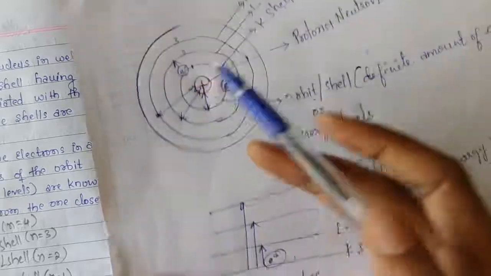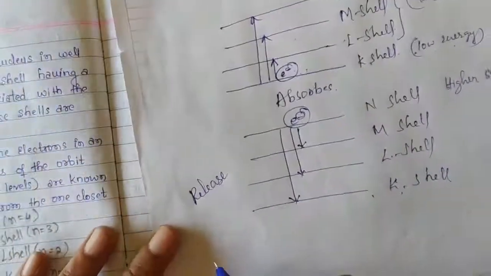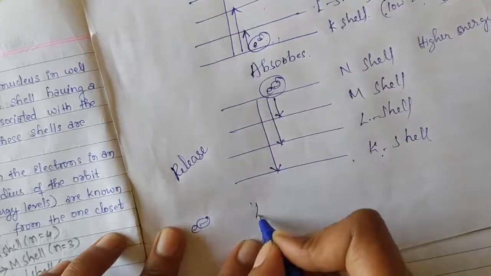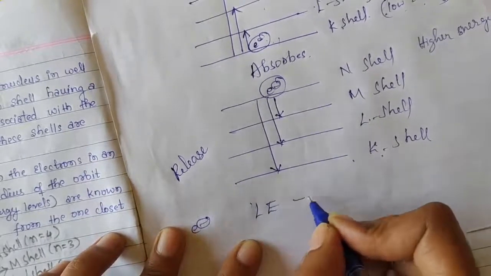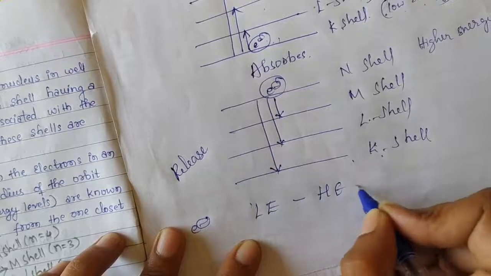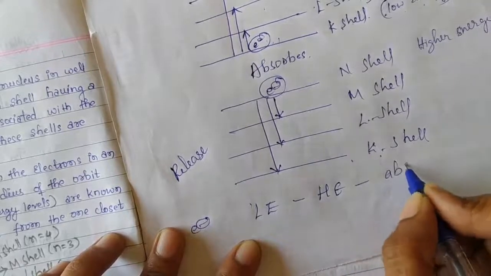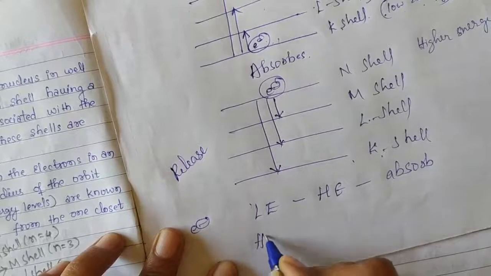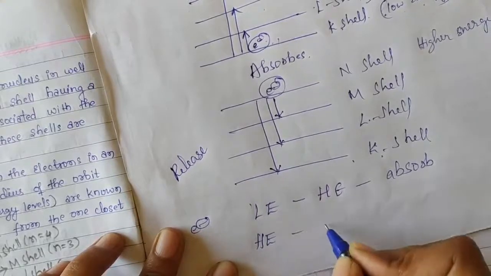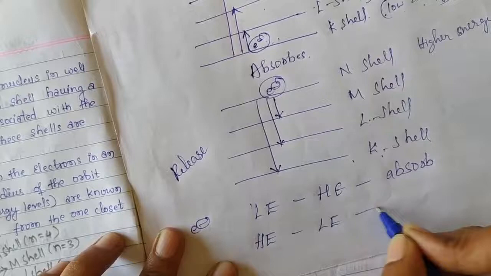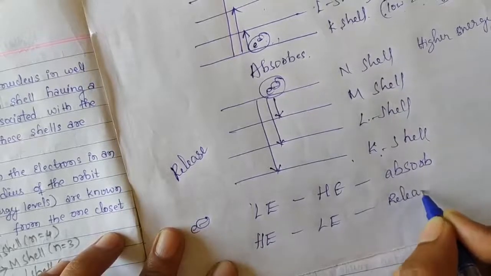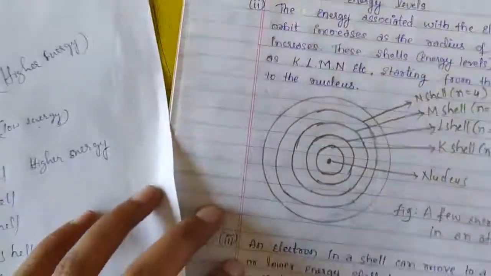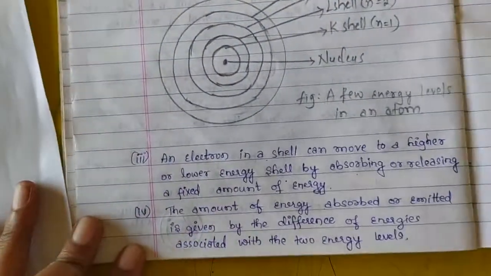When an electron moves from a low energy orbit to a high energy orbit, it will absorb the energy. But when an electron moves from a higher energy orbit to a lower energy orbit, it will release the energy. This is the third postulate. Now we will see the fourth one.